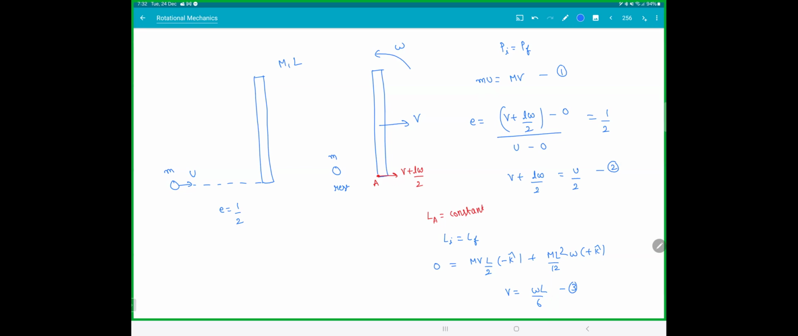So take equation 3 and put it in equation 2. If you put equation 3 in equation 2, we get omega L by 6 plus omega L by 2, 2 omega L by 3, is U by 2. So U is equal to 4 omega L by 3. Put this in equation 1. So M into U will be m times 4 omega L by 3, and capital V is omega L by 6. If we do M by m, 3 to 8 is to 1. Check.